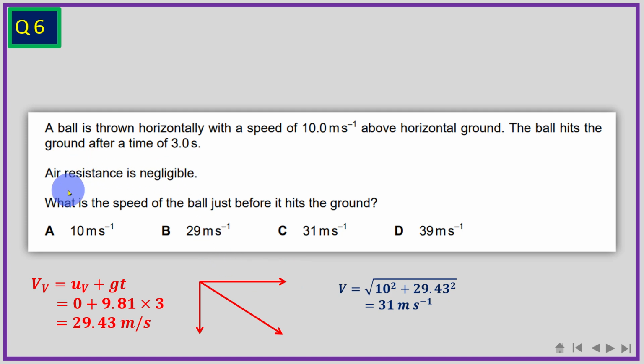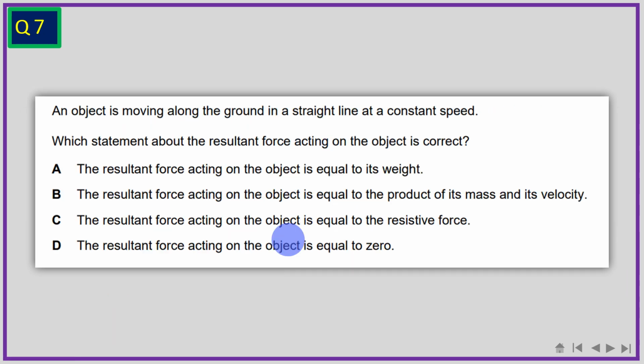When you look at the question, we are asked what is the speed of the ball. The actual speed of the ball is the vector sum of the horizontal velocity and the vertical velocity. And when we look at it, this one is a hypotenuse. So in order to get the hypotenuse, we can use Pythagoras theorem. And that is how we get 31 meters per second. And that is why our answer is C. Let's go to question 7.